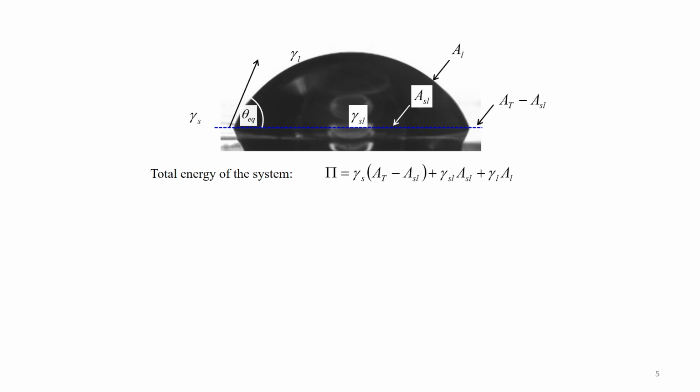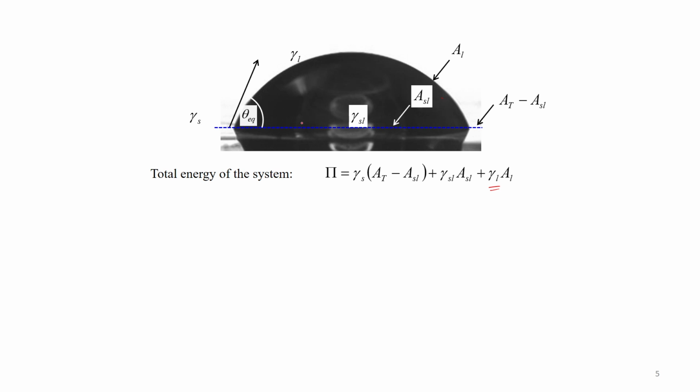So, what are the different energy components? These are all surface energies. We will not worry about the gravitational or potential energy of this drop, that is not required here. This drop has a surface area represented by this curved surface, AL. So, AL into gamma L is the surface energy of the liquid, where gamma L is the surface energy per unit area of the curved surface of the liquid. And then we have the interface between the solid and liquid, given by ASL.